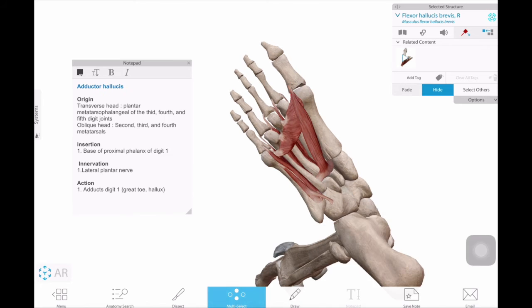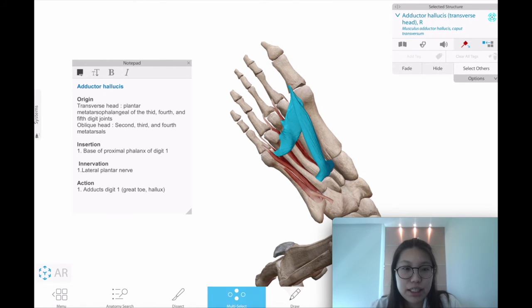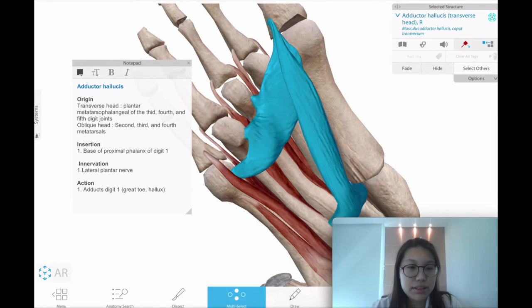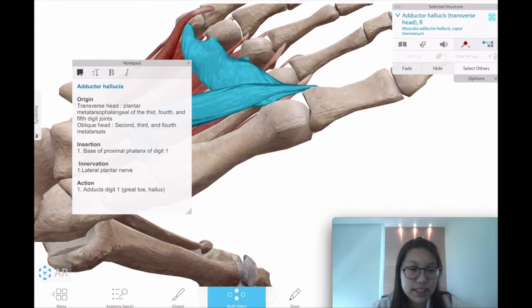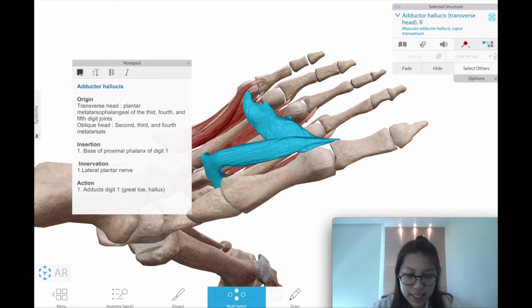This is the adductor hallucis. The transverse head originated at the plantar metatarsophalangeal joints of the 3rd, 4th, and 5th digits, but the oblique head is at the 2nd, 3rd, and 4th metatarsal. The insertion is at the base of the proximal phalanges of the first digit. The innervation is the lateral plantar nerve, and the action is to adduct digit 1, the first digit.